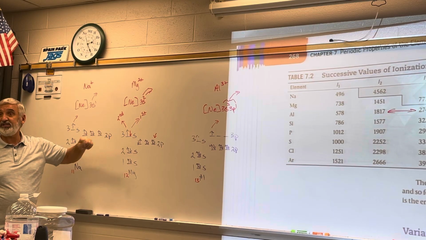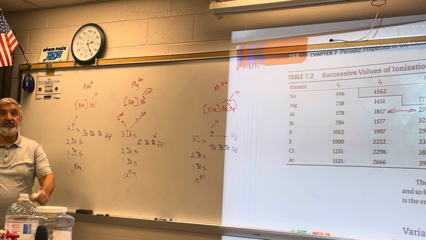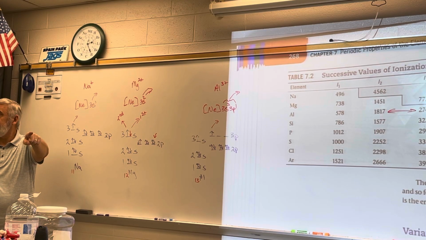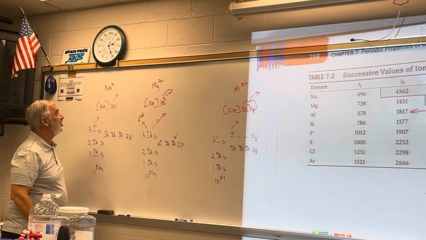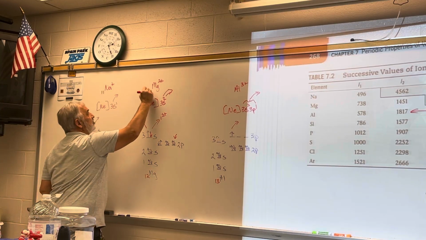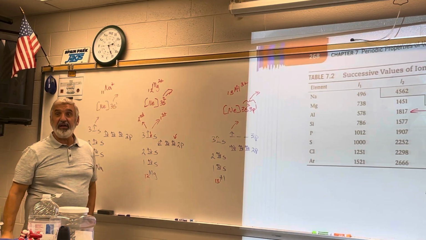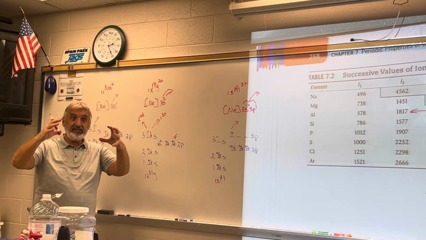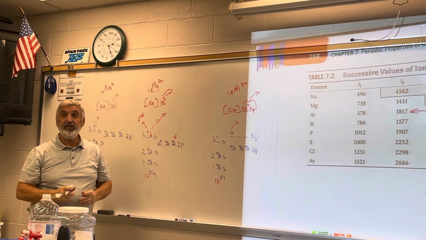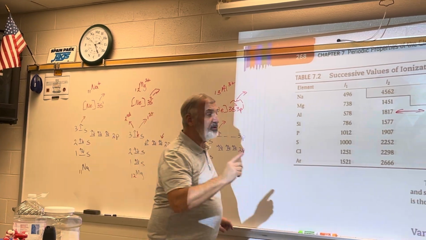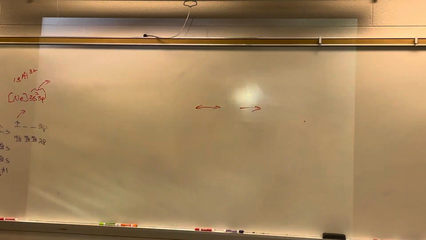Are they all going to be the same size? No. Why not? They have different numbers of protons. So which one's going to be smaller? That one. The more protons, the more the electron cloud is going to get pulled in more tightly, right? So it's going to get smaller. So the last thing that we're going to look at is the size of ions.